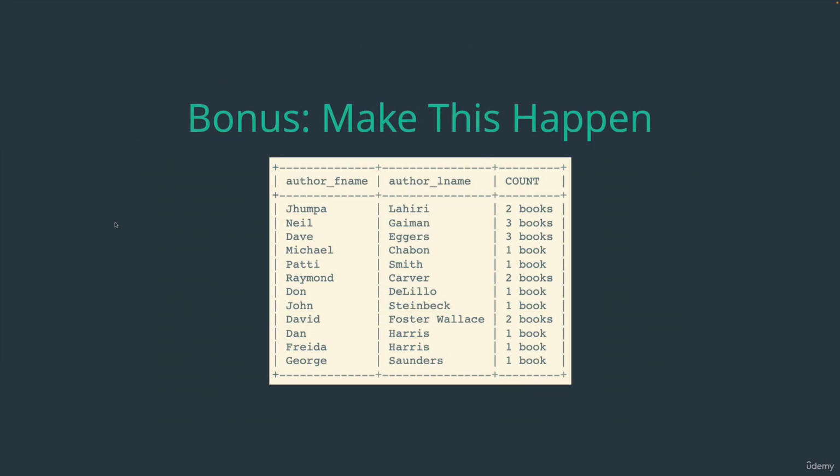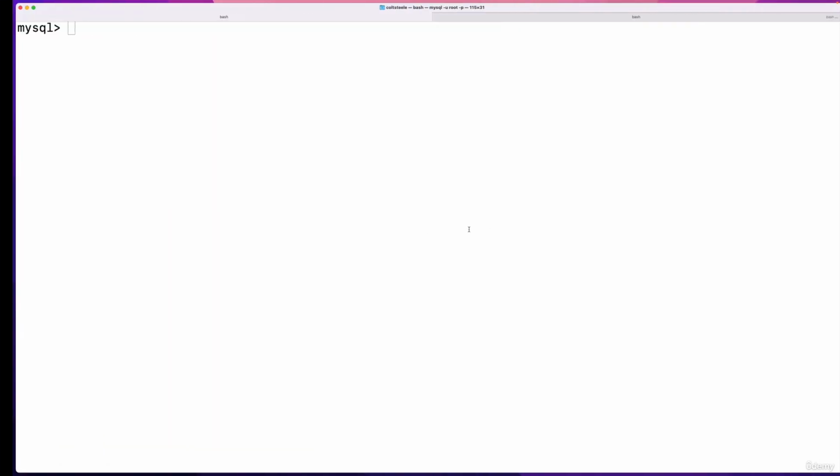Almost there. This is our last one, the bonus. So what we're doing here is generating a table that says how many books each author has written, the count of the number of books each author has written, where it's a combination of their first and last name, right? So Dan Harris versus Frida Harris, once again, we're grouping and then counting. So let's start with that group by.